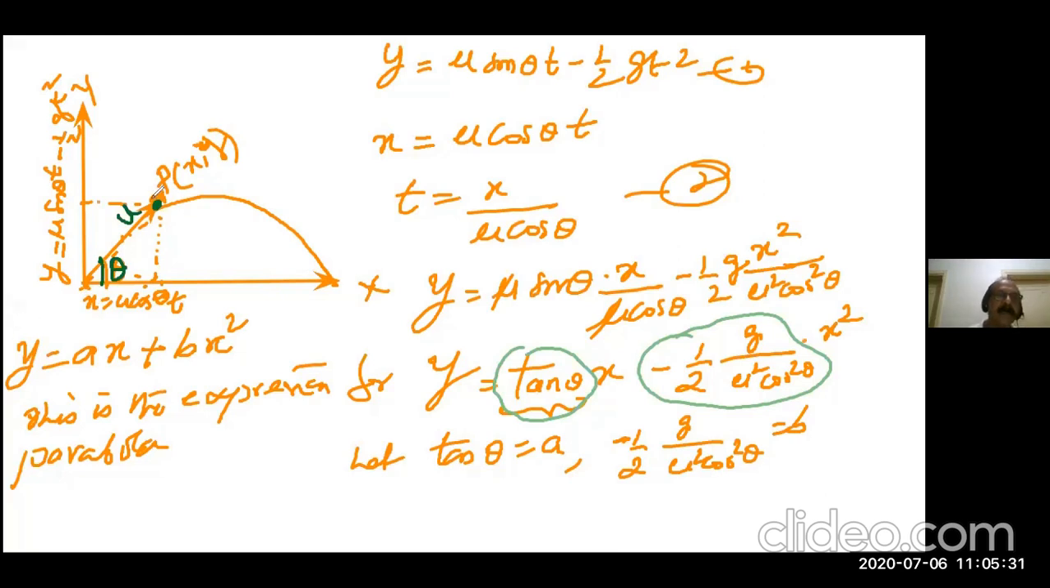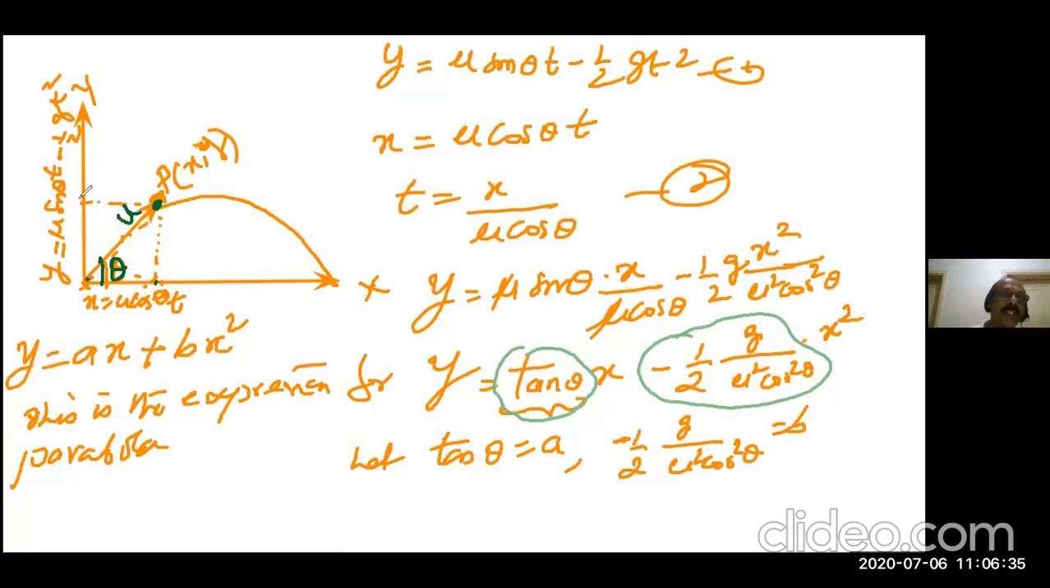At an instant of time t, during its journey, the projectile is at the point P, where its horizontal component, that means the x-intercept, is x equals u cos theta into t.